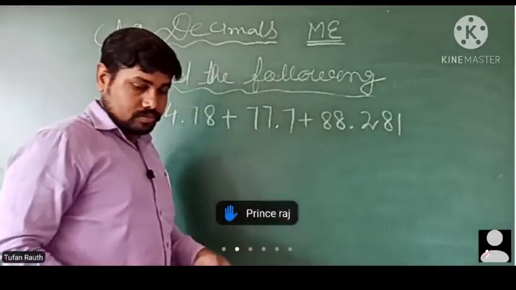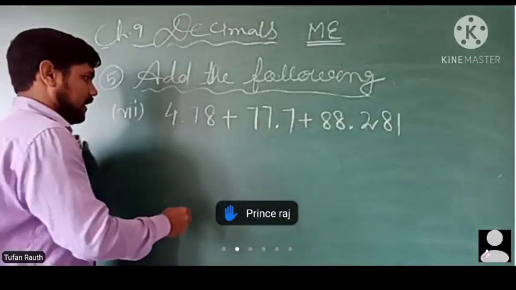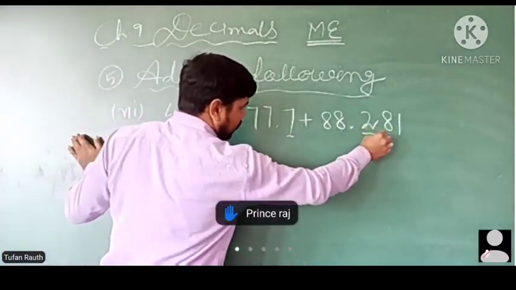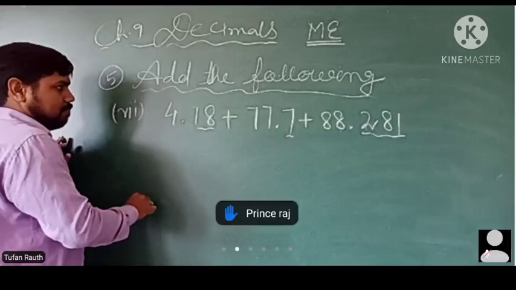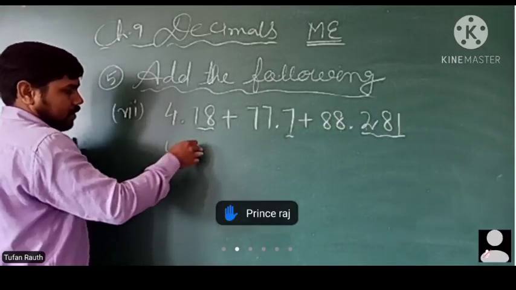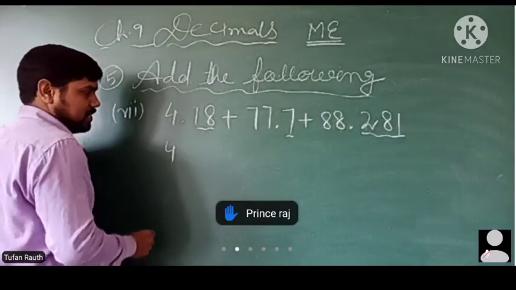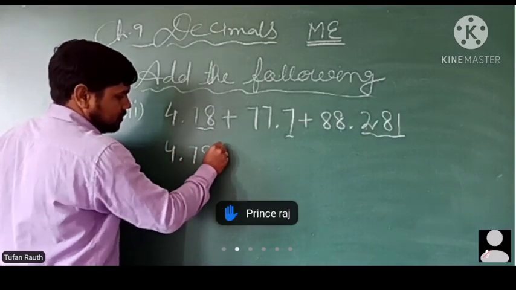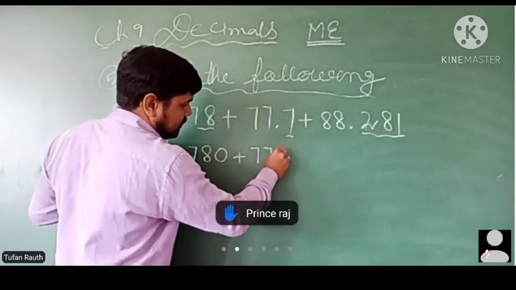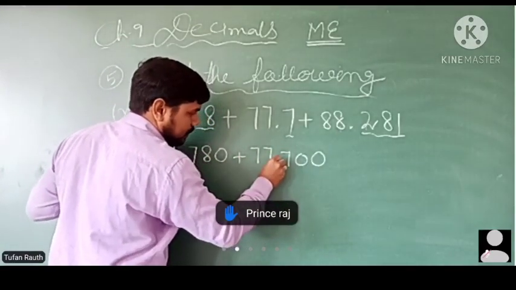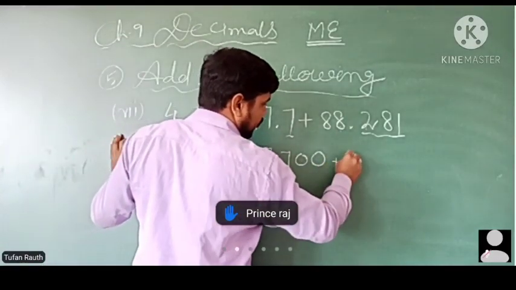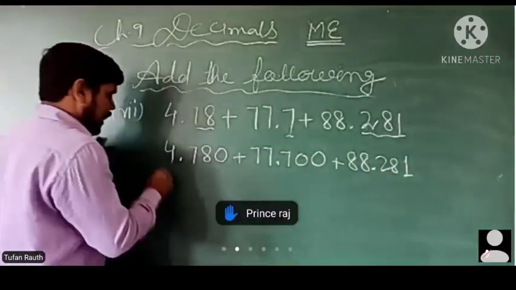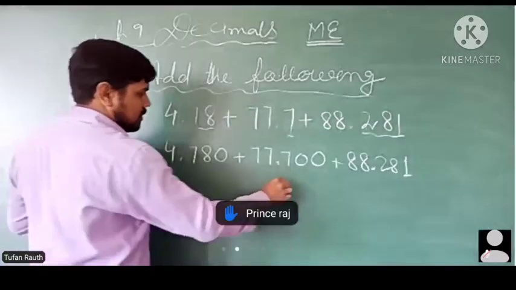The most important thing to take care of here is that there are 2 digits after the decimal here, only 1 digit after the decimal here, and 3 digits here. We learned first that we have to make all of them equal in digits. So the maximum is 3 digits, so we will make this 4.780 plus 77.700, because we have to use 3 digits here. And after that it is as it is, 88.281. Now we will add this and check the sum.